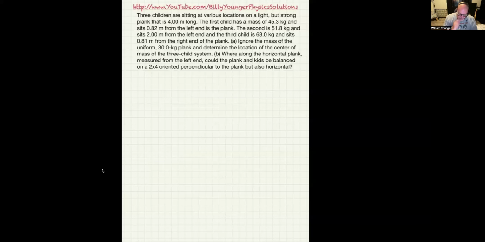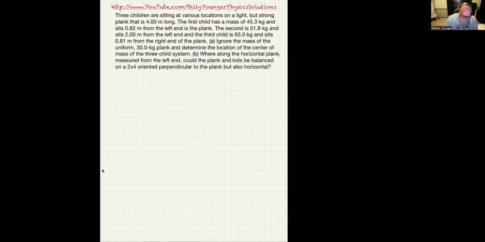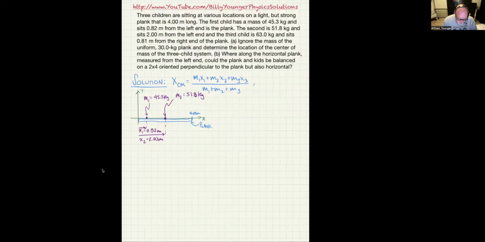So anyways, to do this, let's go ahead and start off with our solution. The formula that we'll be using entails the x center of mass. This is essentially a one-dimensional problem, so I've run ahead and written the solution. X_CM equals m1 x1 plus m2 x2 plus m3 x3, all divided by m1 plus m2 plus m3.